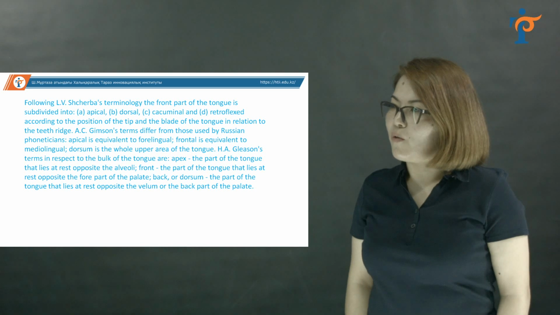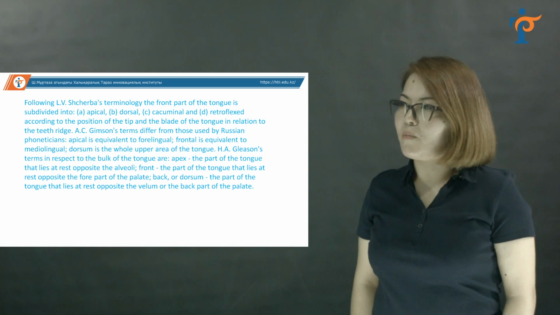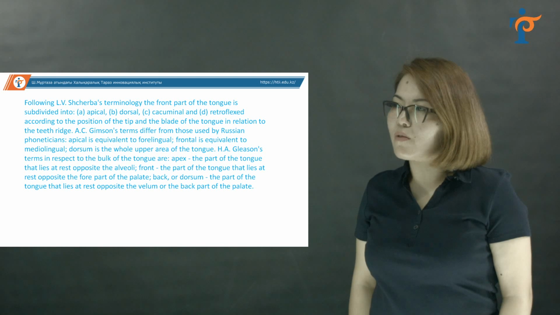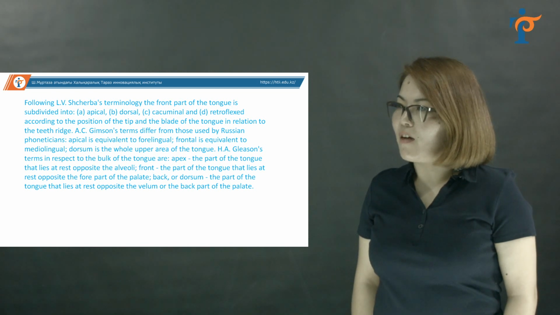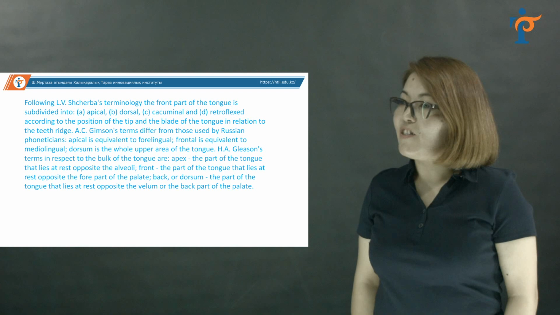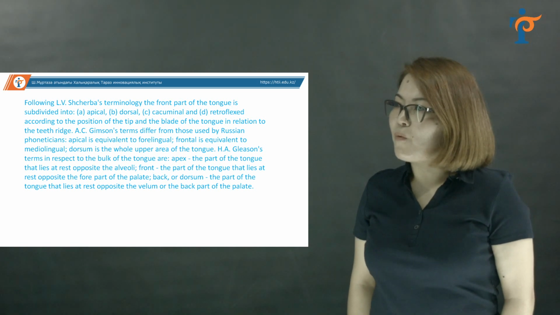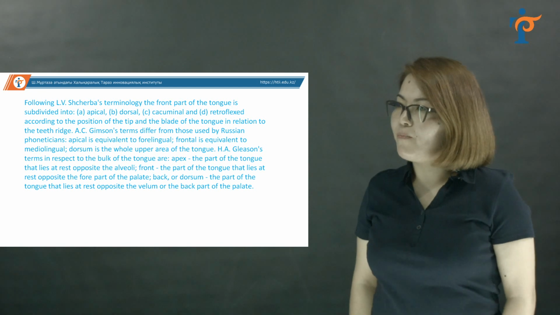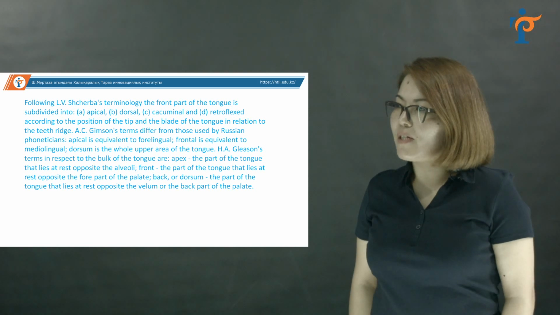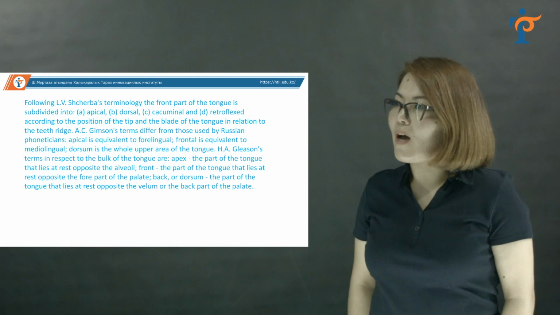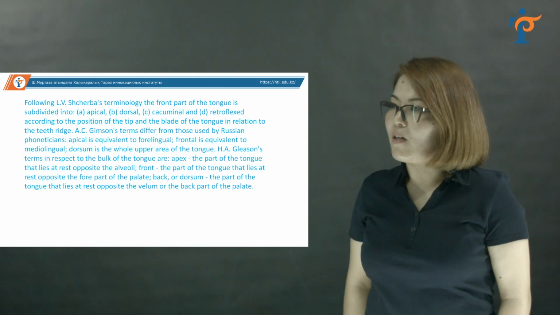Following Scherba's terminology, the front part of the tongue is subdivided into apical, dorsal, cacuminal, and retroflex, according to the position of the tip and the blade of the tongue in relation to the teeth ridge. Gimson's terms differ from those used by Russian phoneticians. Apical is equivalent to forelingual. Frontal is equivalent to mediolingual. Dorsum is the whole upper area of the tongue.